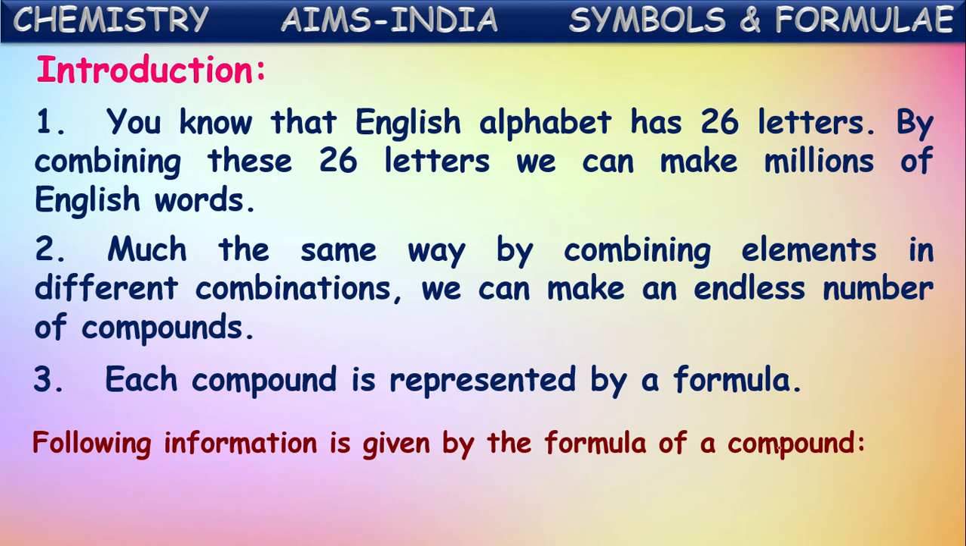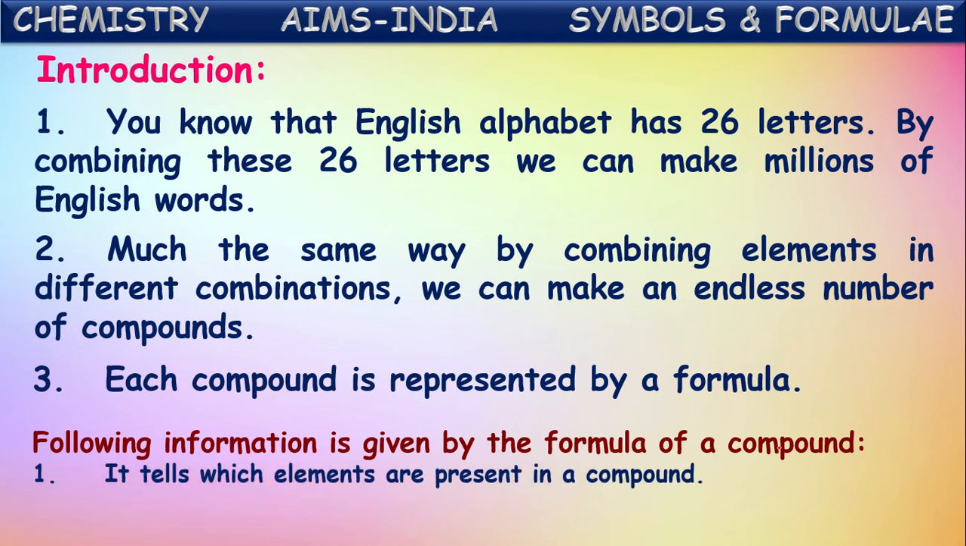So we can get the following information from the formula of a compound. One of them is that it tells us which elements are present in a compound. Earlier we saw the example of the compound formula CaCO3, the chemical formula of calcium carbonate. It tells which elements are present in calcium carbonate: calcium, carbon, oxygen. These three elements combine in a fixed particular ratio to form this compound, calcium carbonate. So that information is given by the formula of a compound.